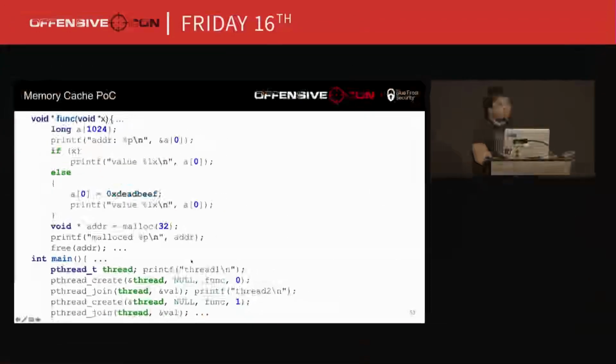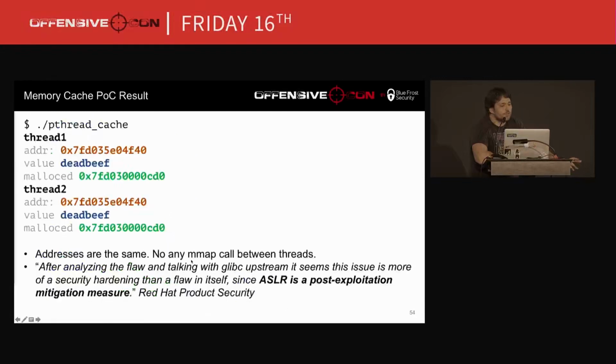And also uninitialized values. Here's the code that is just a proof of concept. It does malloc, sets some value, and prints everything. And it sets only if it's executed the first time. As you can see, the values are absolutely the same. There is no mmap call between them. And here's the response of the security team: ASLR is a post-exploitation mitigation measure. Honestly, I didn't know.